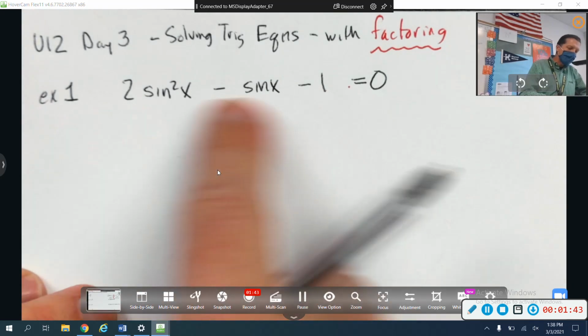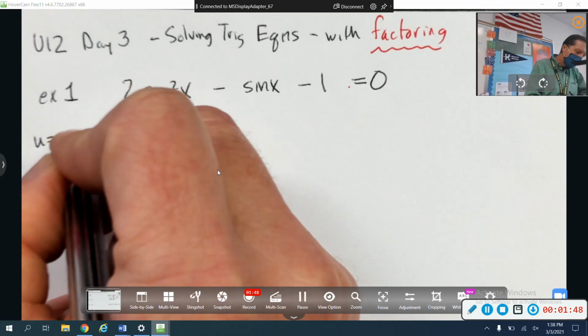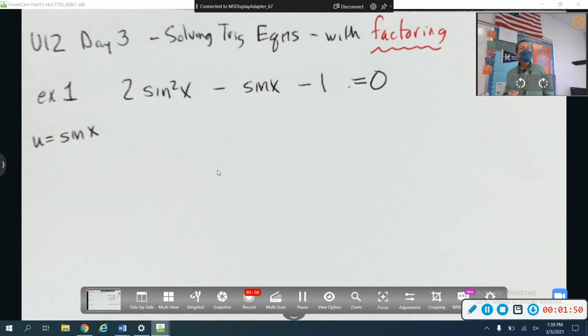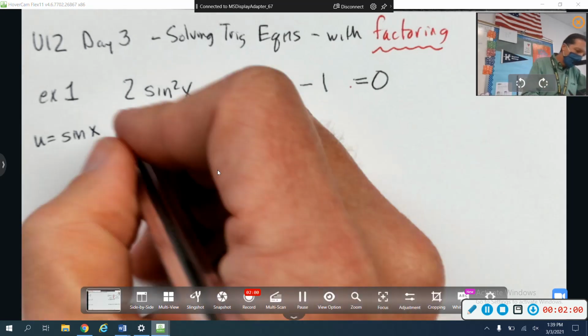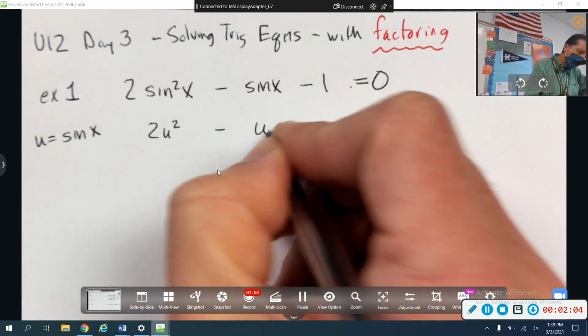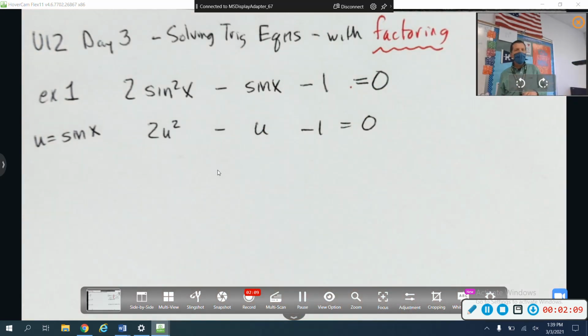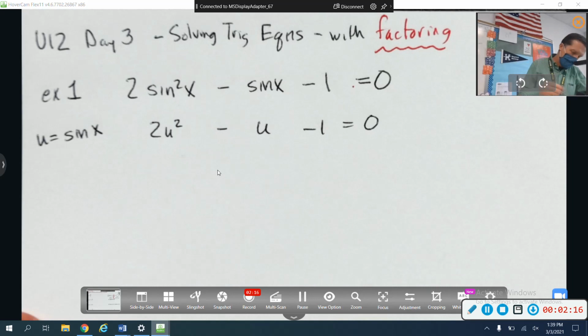But this looks ugly, so maybe if I want to clean this up, instead of looking at sines, I could look at u's. So I'm going to do a little replacement. This is very common in calculus, to do a replacement to just make your problem look a little nicer. So instead of sine squared, there'll be u squared. Instead of sine, there'll be u, and minus 1 stays the same. So the theory behind factoring is still the same. It's just maybe it's easier to factor with u's rather than sines.